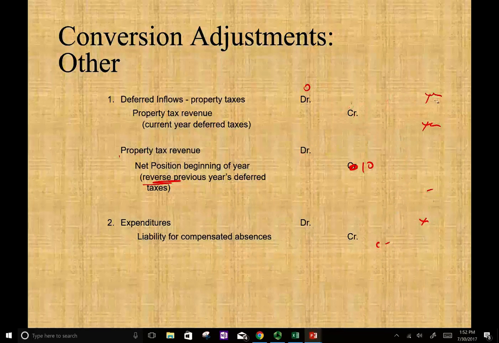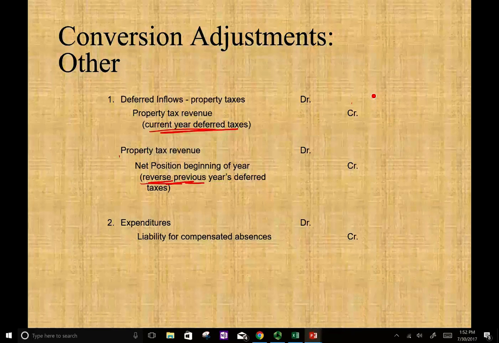A little bit better. But here's what you need to know. Most of the time, assuming you're not dealing with year one, you will have 2 entries to make. One entry to recognize any deferred revenue, and another entry to reverse any deferred revenue you recognized in the prior year. Okay? So let's assume the current year is year 3, and this is also year 3 for year 2 to reverse year 2.